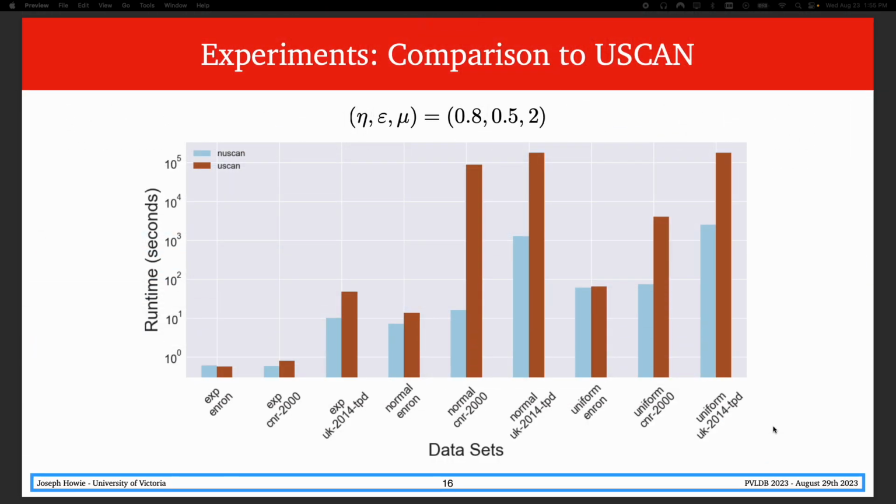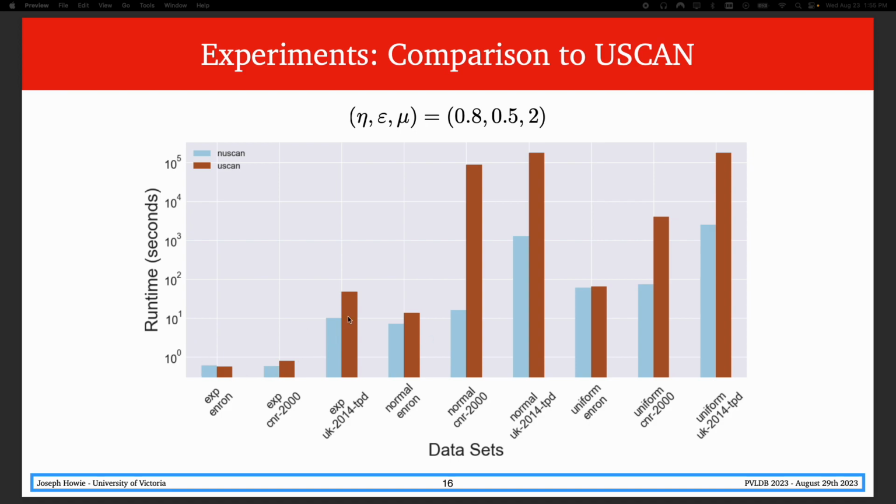Then we look at the run times of these things to compare USCAN and NUSCAN to see if we're actually getting a performance boost. So we're looking at those three larger graphs in the data set, Enron, CNR 2000, UK 2014, and we're looking at three different probability distributions. So we induced an exponential distribution with a mean of 2, we induced a normal distribution such that it fell between 0 and 1, and then we also put on a uniform distribution giving values between 0 and 1.